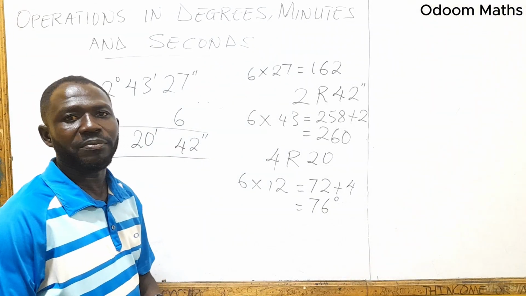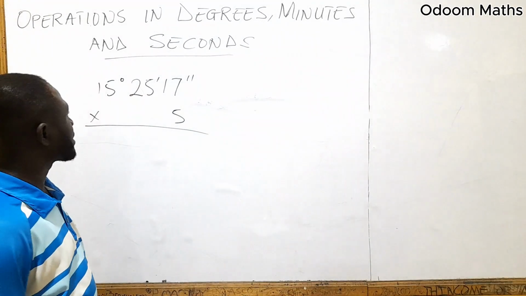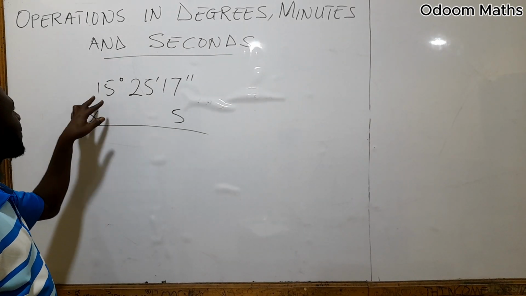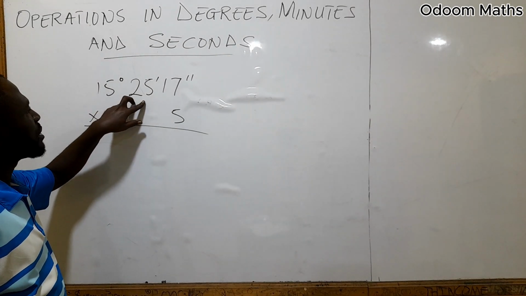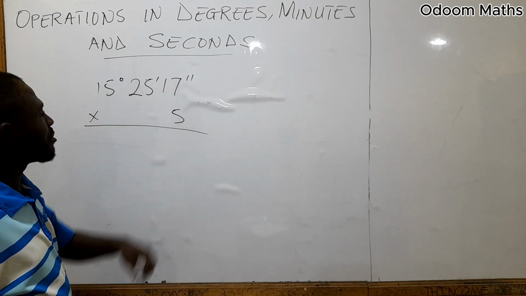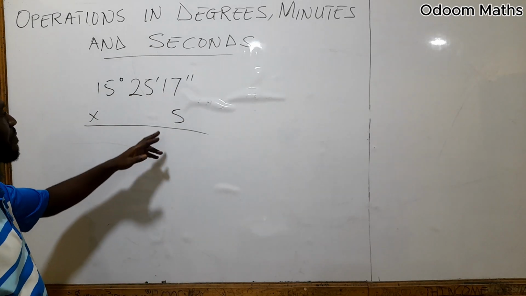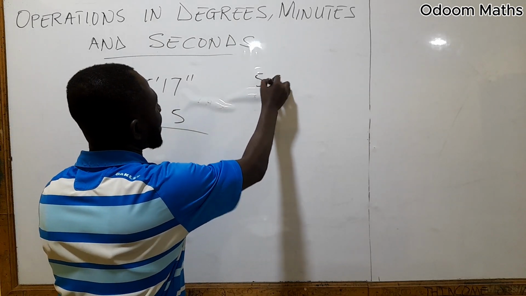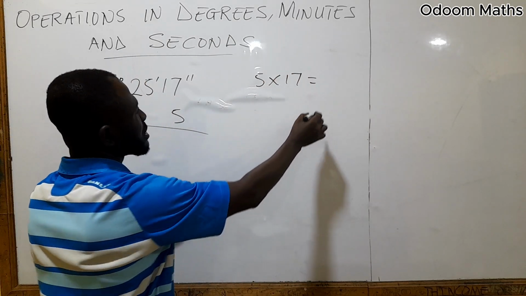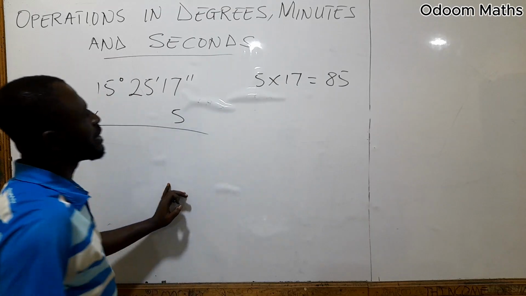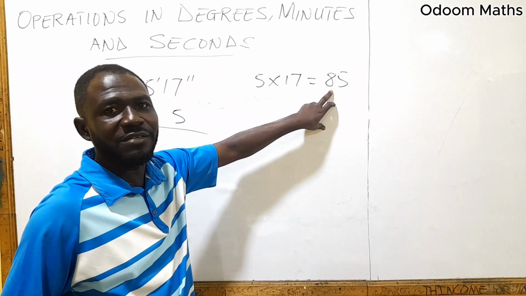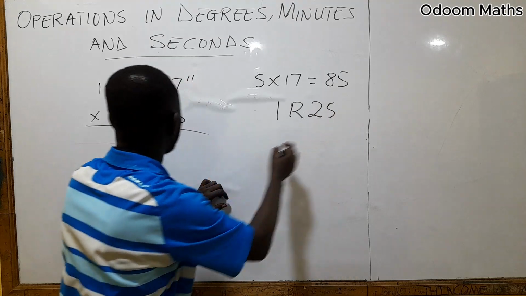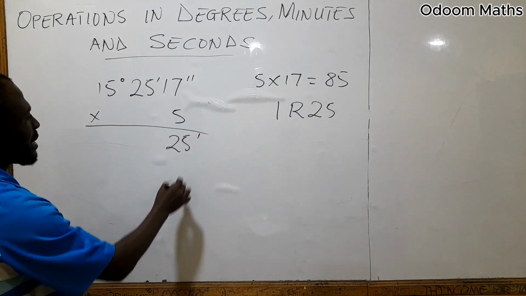Let's take another example. Now let's look at this example. We are to multiply 5 by 15 degrees, 25 minutes, 17 seconds. First let's multiply 5 and 17. 5 times 17 is 85. Now how many 60s are in 85? Only one, remainder 25. So this place is 25 seconds.